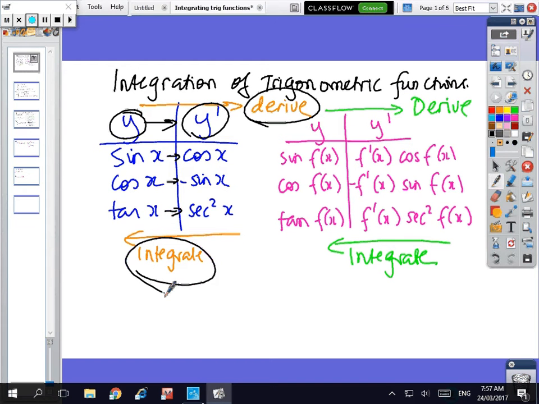If you're integrating cos, you get sine. If you're integrating sine, you must have minus cos, and if you're integrating sec squared, you have tan. Now, they're the easy ones, but normally we have functions. That means you put the derivative out the front, and then you just change them as you have in the past. Copy that if you need to, but otherwise let's move on.